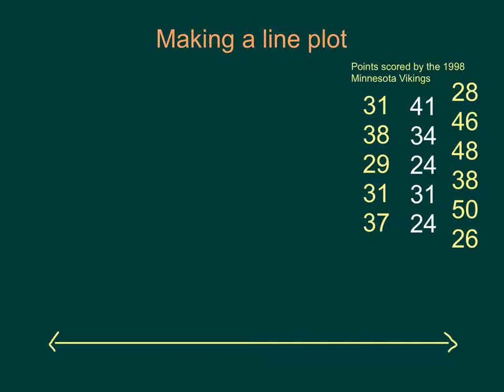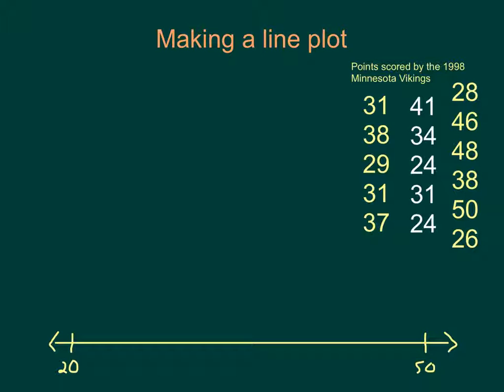Now the first thing I need to do when making a line plot is I have to determine my scale. Remember, my scale is going to be the lowest and the highest number. So when I look at my data here, I see 24 is going to be my lowest number, and I see that 50 is going to be my highest number. So I think I'll go by 5s when I do this. Figuring this is going to be 50 here, and if I go by 5s, I'm going to have to start at 20 right here.